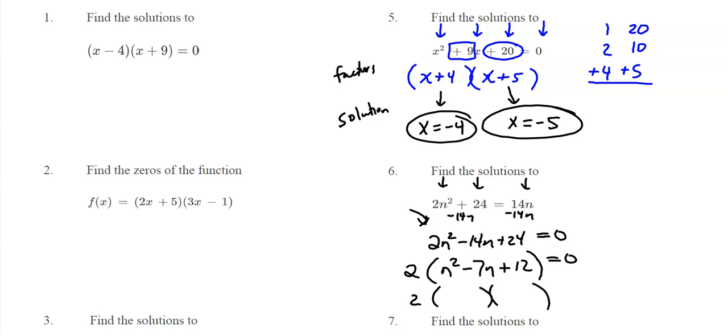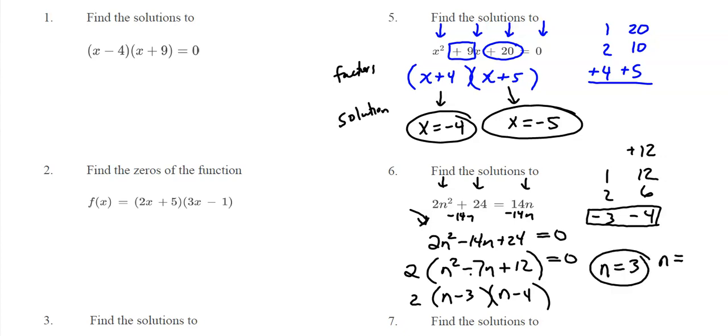And so the game is, I got two numbers to multiply together to make positive 12. So to multiply together to make positive 12, we got 1 and 12, 2 and 6, 3 and 4. They're either both negatives or both positives. But I need them to add to make -7. So I think that combination will do the trick. So n minus 3, n minus 4. Those are only factors, so to get my solutions, it's positive 3 and positive 4.